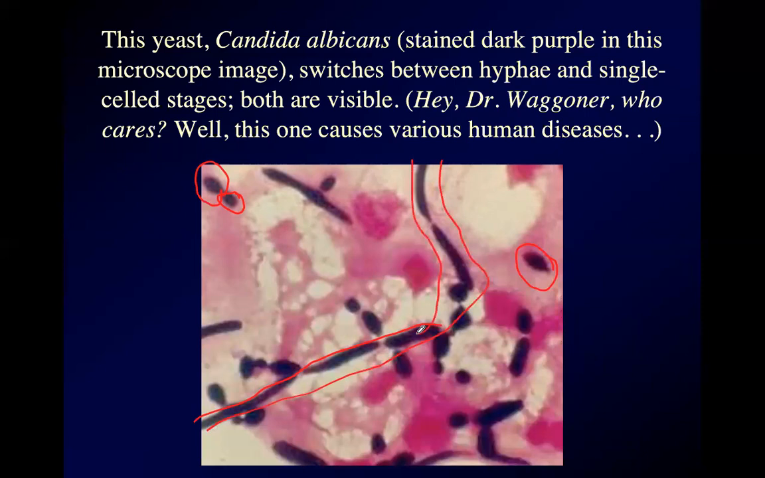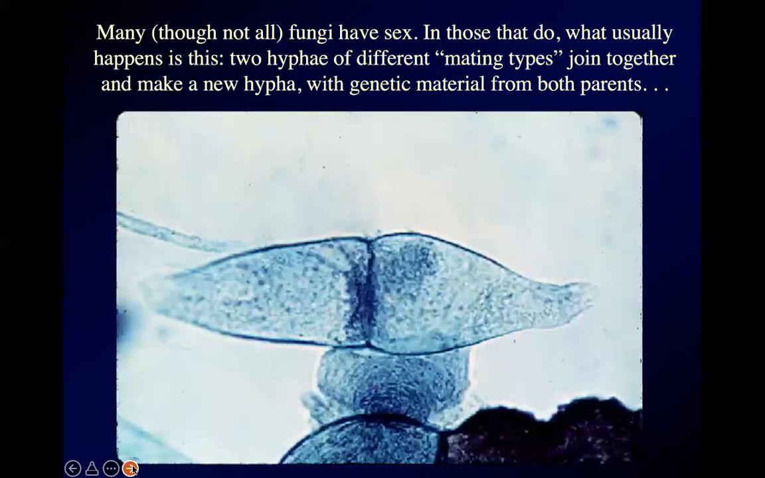That particular yeast can go back and forth between a hyphal stage and a single-celled stage. It's called Candida albicans, and again, it can cause various human diseases. And we call it a yeast, but it can grow as hyphae as well. It can do both.